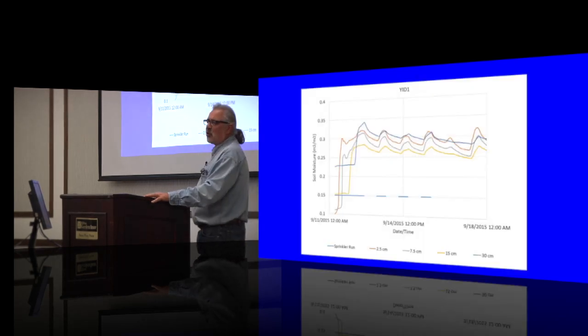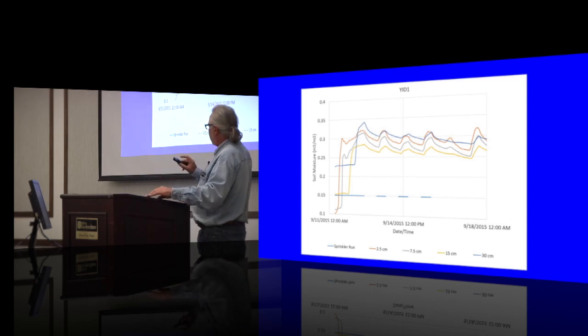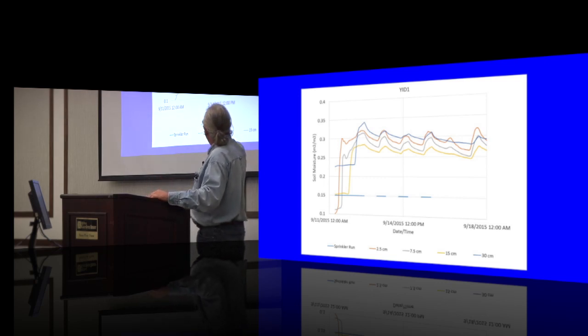Here shows a typical sprinkler irrigation event. We have data loggers, we have sensors at multiple levels, and we've monitored over the irrigation event. The blue lines would represent when the sprinklers are running, and these would be different depths. This is 2.5 centimeters, 7.5, on to 30 centimeters.